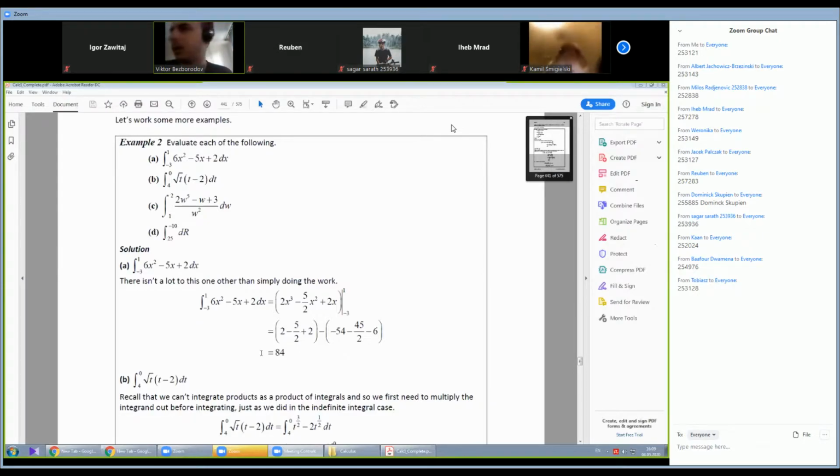Okay, so let us continue. This is just the computation of integrals. Let us discuss one of those things and then compute another one ourselves. So you have the integral from -3 to 1 of this function. You see that the function is continuous, right? So you just compute, and I think it's pretty straightforward.